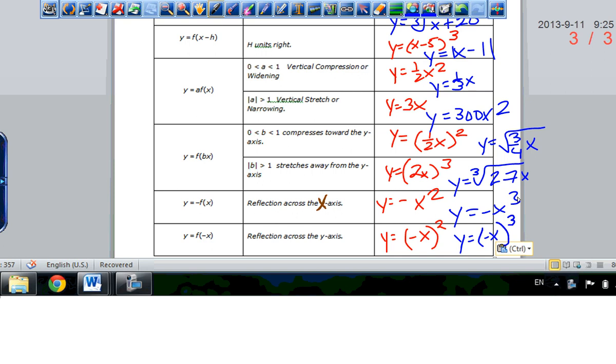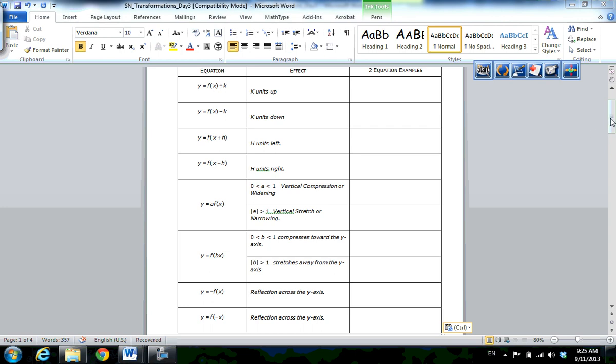Does that help going through all the different transformations? No, not at all? Okay. Let's move on.